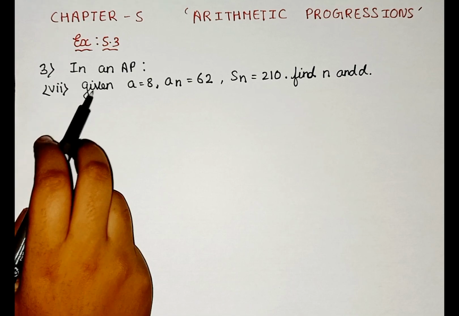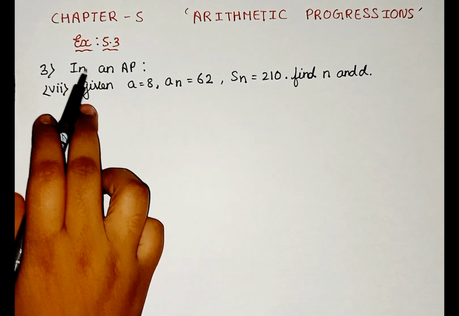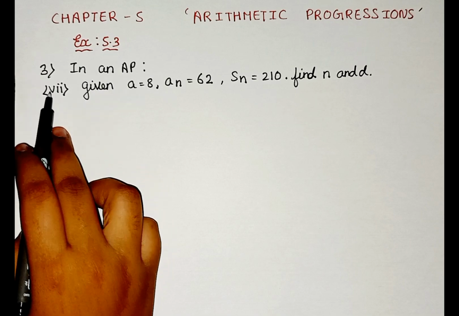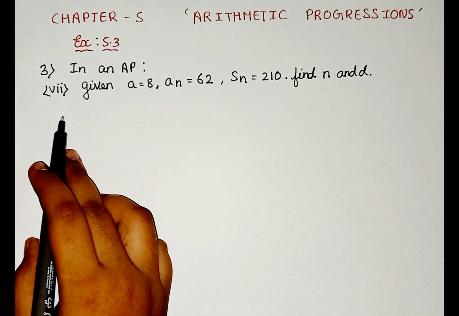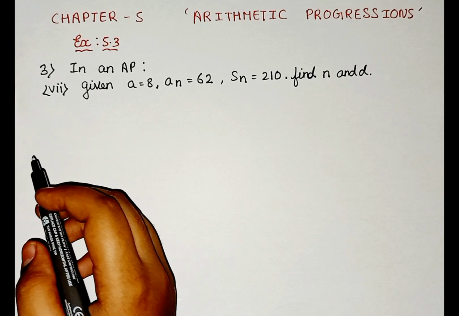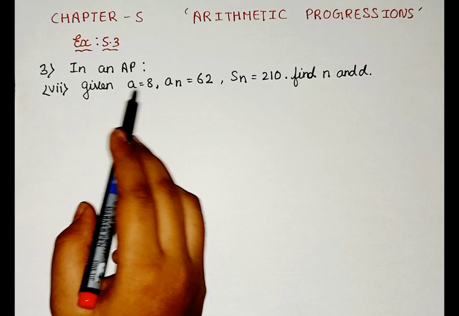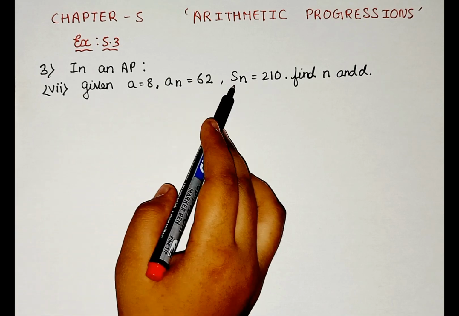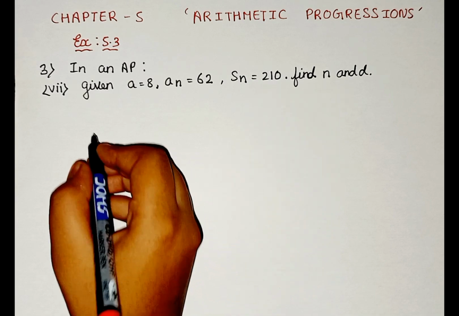Today we are going to be learning Chapter 5 Arithmetic Progressions, Exercise 5.3, third question, 7th subdivision. In this video we are going to be solving the 7th and 8th subdivision. First, let us concentrate on the 7th subdivision. In this 7th subdivision we have the a value, an value, and Sn value. We have to find the n and d values. So I'll write it.